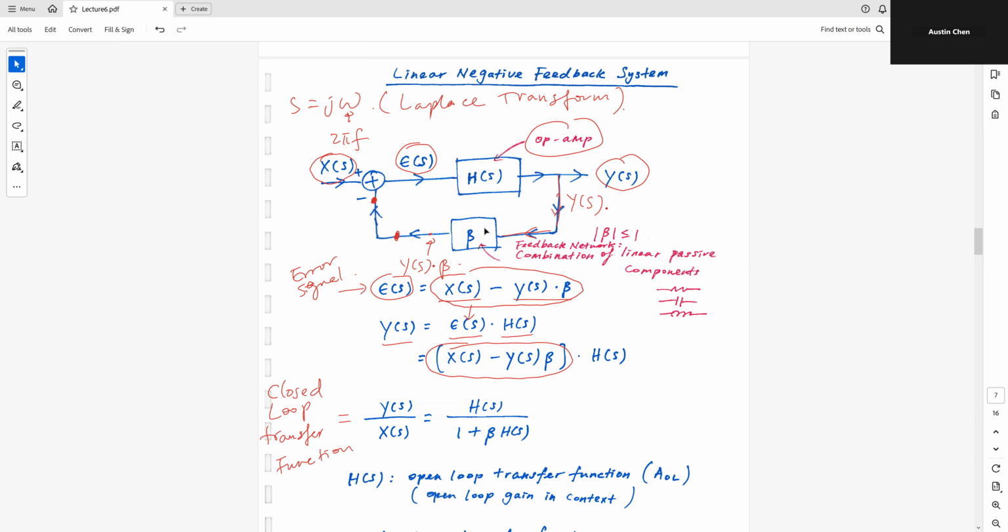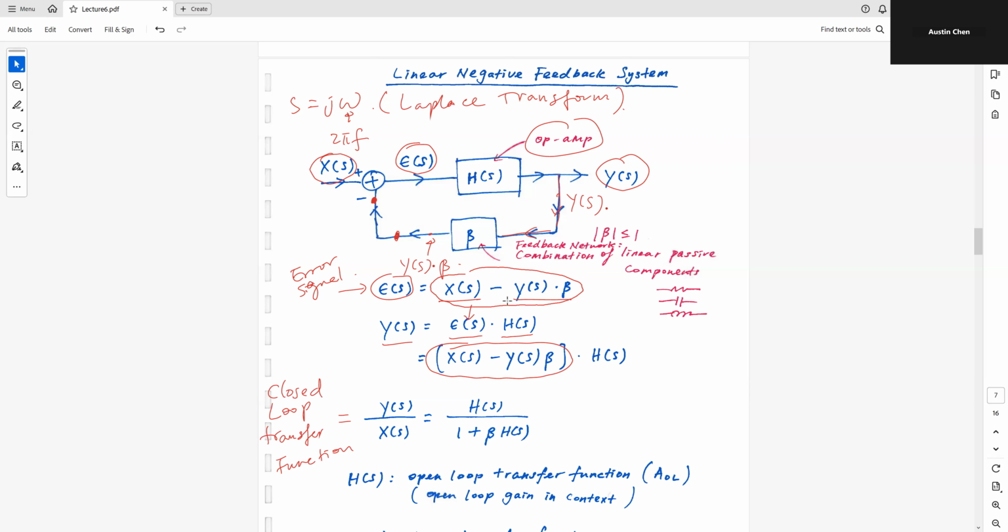So now I have to come up with a few different definitions for this transfer function. If I were to find y of s over x of s, this is the so-called closed loop transfer function, because I take this divided by this. Now I have accounted for this entire operation around the loop, and the loop is closed. Therefore this y of s over x of s, the closed loop transfer function, is equal to h of s over 1 plus beta h of s.